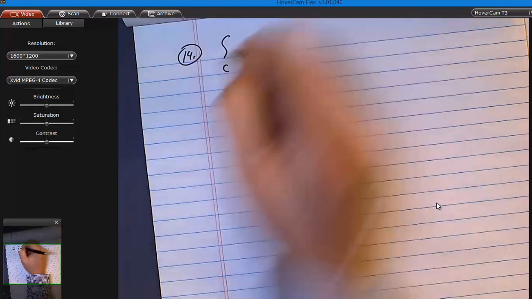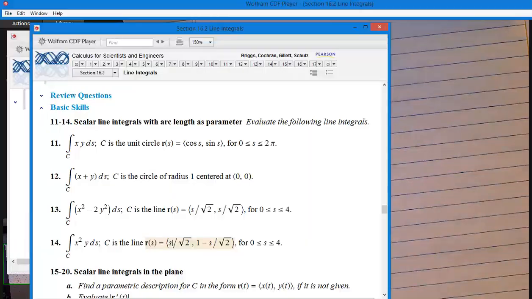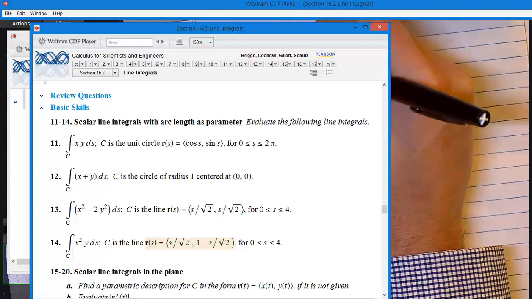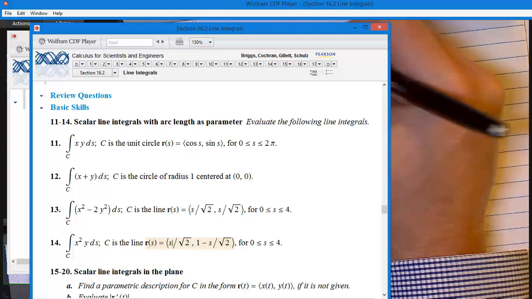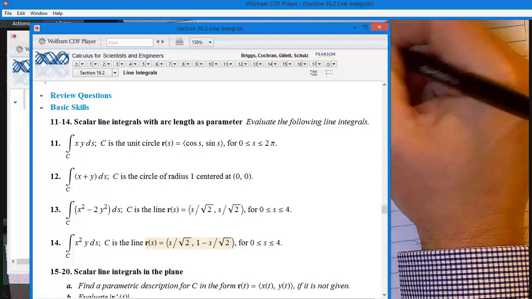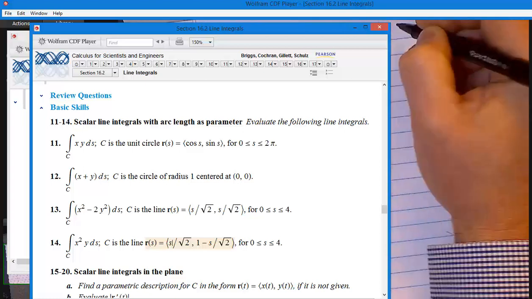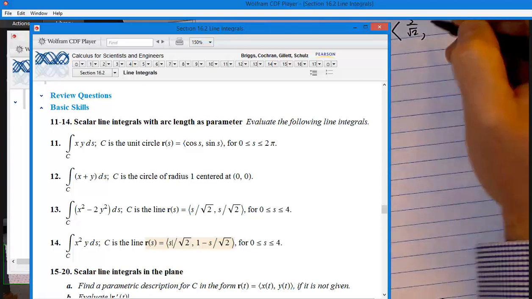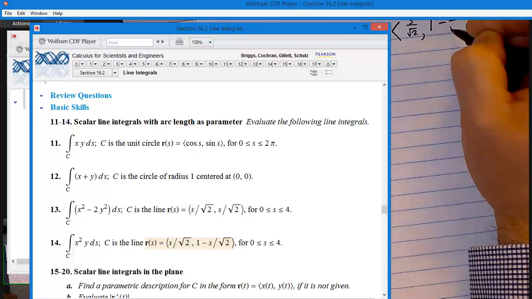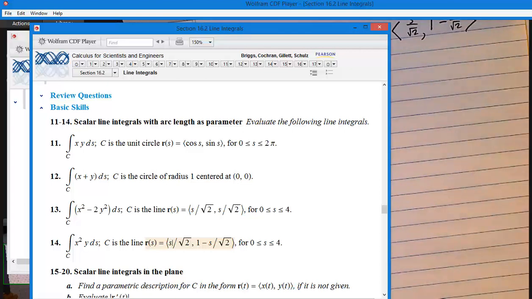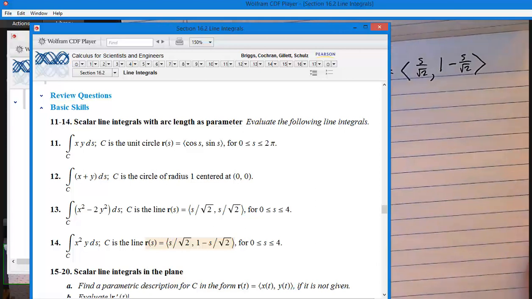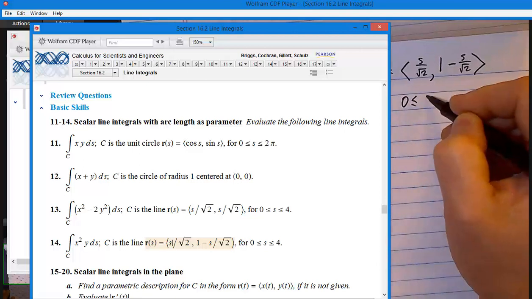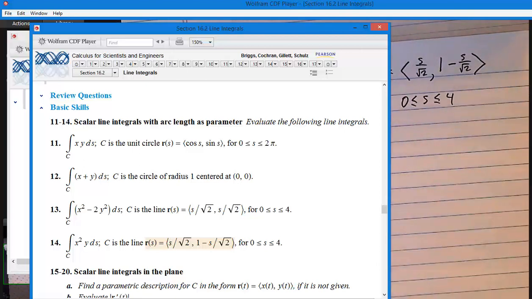So if we had, again, line integral over c, and let me write it down with you again, and let's get it correct, x squared y ds, and c is the line r of s, which is given by, again, s over square root of 2, but now in this other one we have 1 minus s over square root of 2. So actually, let me graph where that's going, right? And they tell me that 0 is less than or equal to s, less than or equal to 4. Okay?